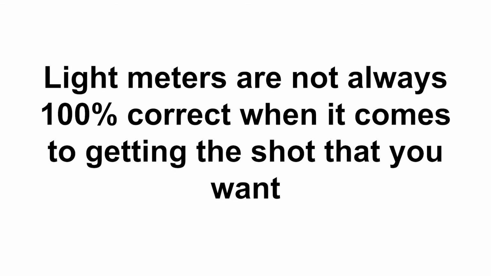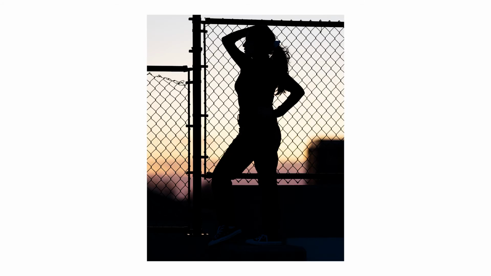Problem number 4: your photo is too dark or too bright. Sometimes your light meter will tell you that you have the perfect exposure, but that's not always the case. It can fail you every now and then, so it's up to you to check. For example, a common scenario is that if you're taking a photo of a person with a really bright sky behind them, you may think you will get the photo of the person and the sky, but after you take the picture, you'll find out that they're actually silhouetted.